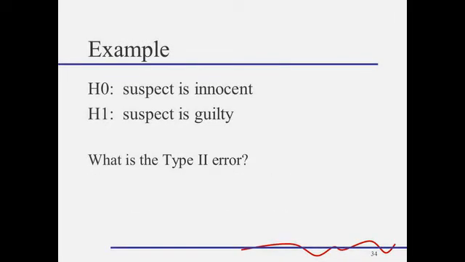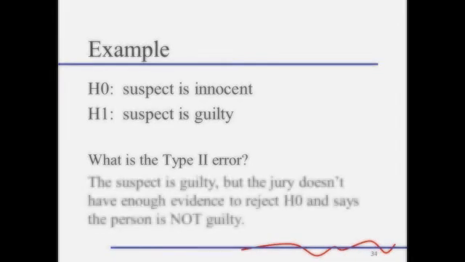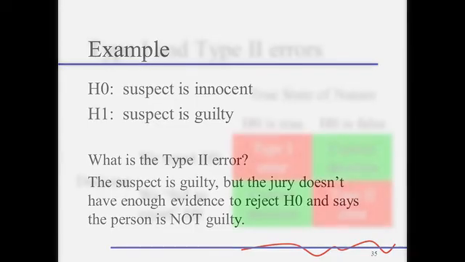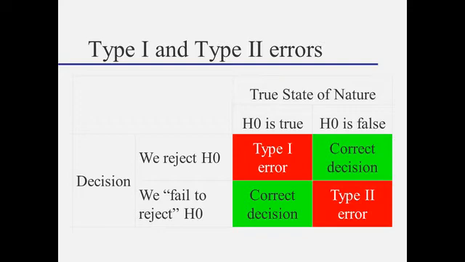What would be the type 2 error in this context? The type 2 error happens when the null hypothesis is false and we don't reject it. So if the null hypothesis is false, that would mean that the person is guilty. But if we don't reject the null hypothesis, we would say that the person is not guilty and a guilty person would go free. Now again, there are also correct decisions. If the suspect is innocent and they get to go free, that's the right decision. If the suspect is guilty and the jury says they're guilty and they go to prison, that's the correct decision.